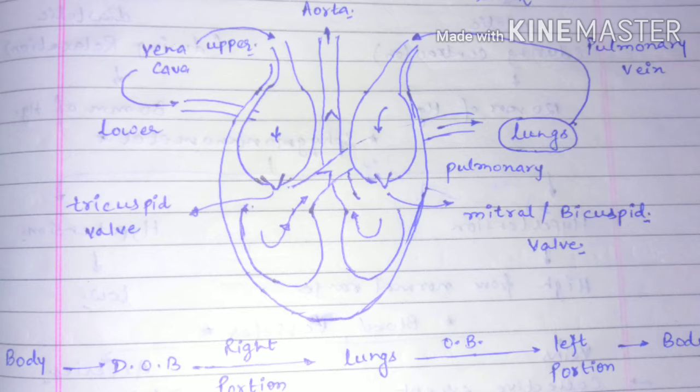In the heart you can see on the right hand side the upper one is an atrium and the lower one is a ventricle. Similarly on the left hand side, the upper one is an atrium and the lower one is a ventricle. So how does the transportation of blood occur through the heart?